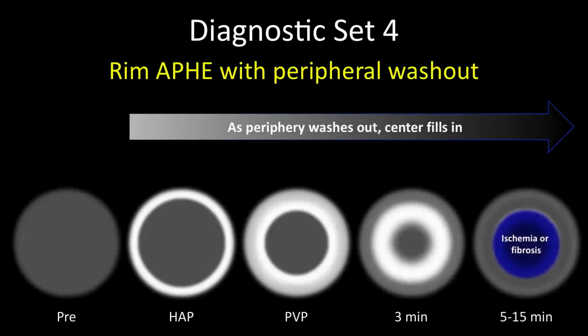And this gradual fill-in is because the center of the tumor is either ischemic or fibrotic or both. So it acts like a sponge that gradually accumulates the contrast. And once the contrast gets in, it stays there.